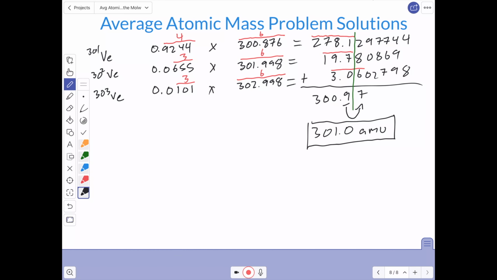Vanadium has an average atomic mass on Venus, not other places in the universe, not on Earth, if we even found it on Earth, of 301.0 AMUs. So there you have it, folks. Practice makes perfect. Trust me, you'll get some practice. And we're going to do some more advanced problems with these next.